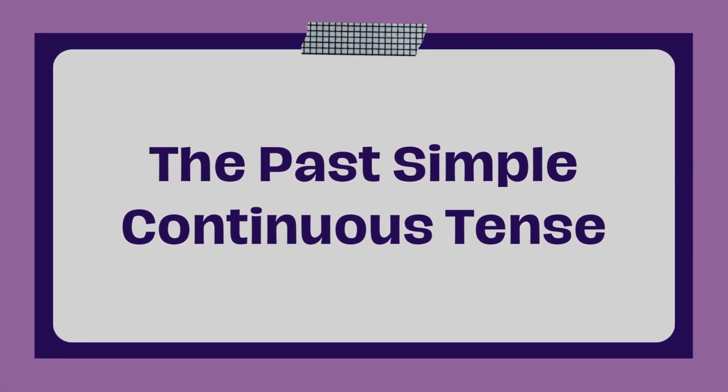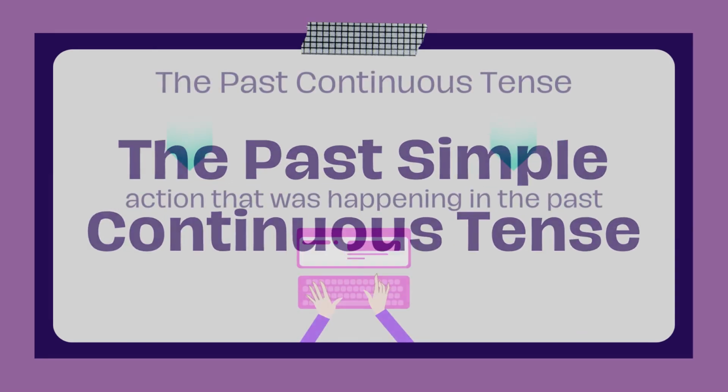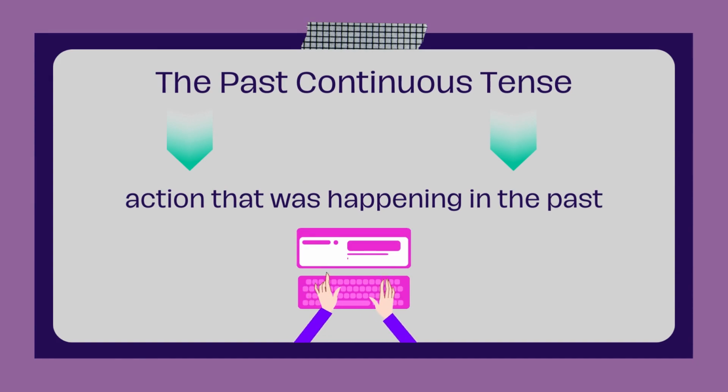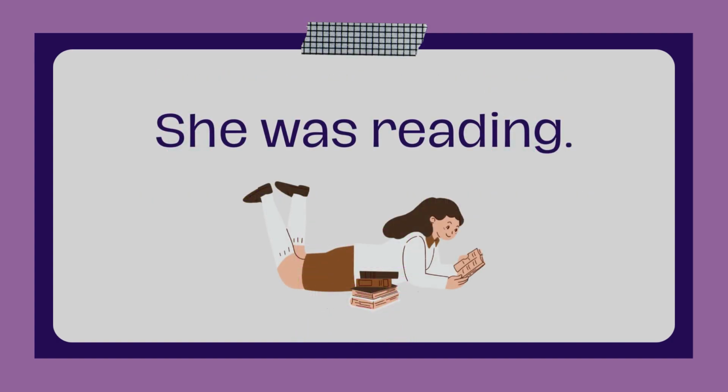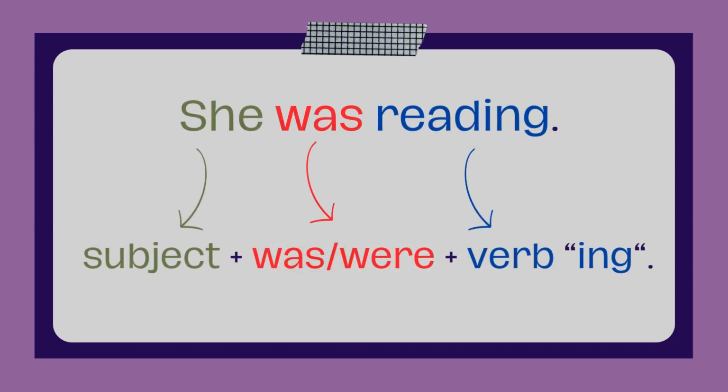The past simple continuous tense. We use the past continuous tense to talk about an action that was happening in the past. For example, she was reading. She was reading is a past continuous sentence.